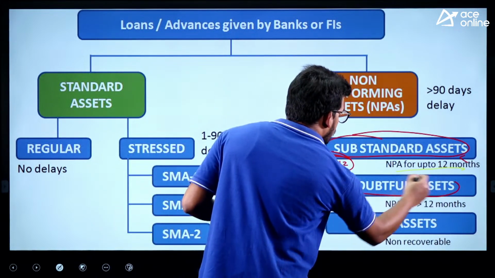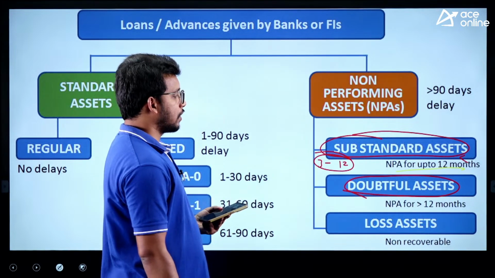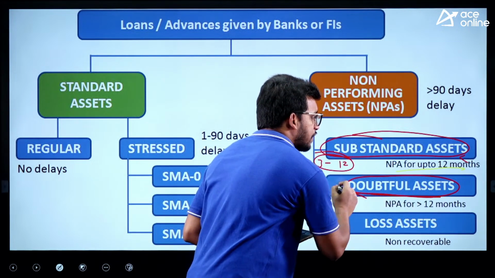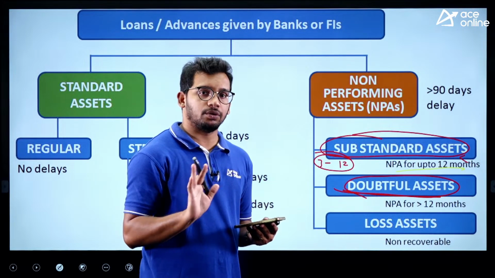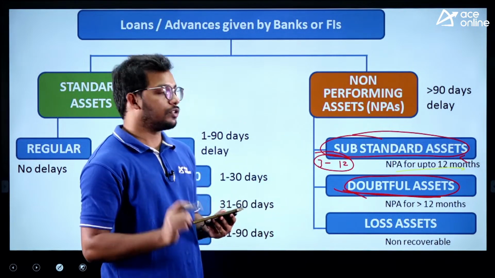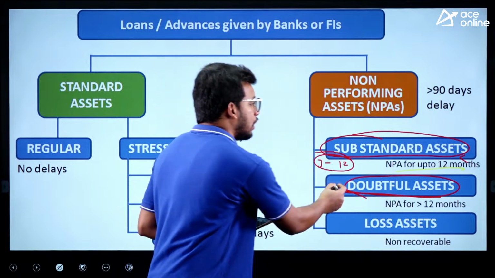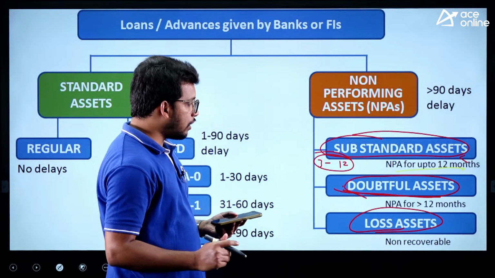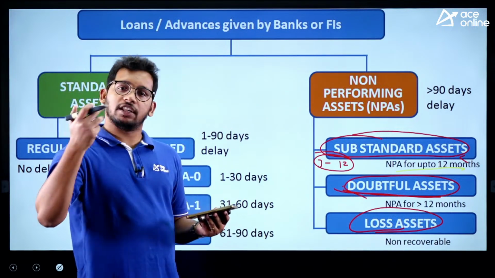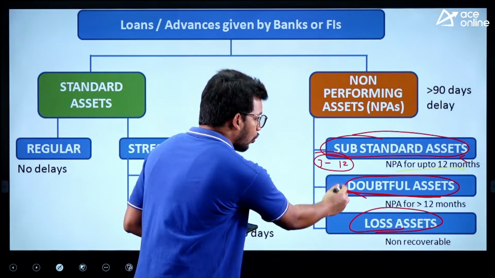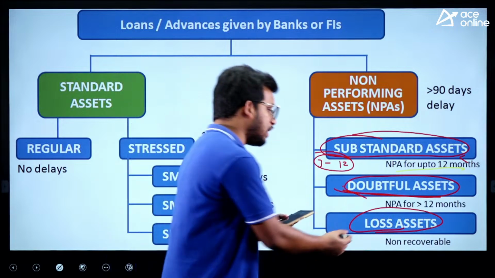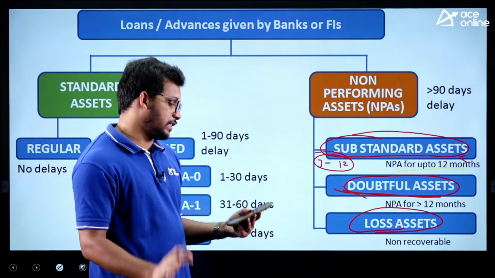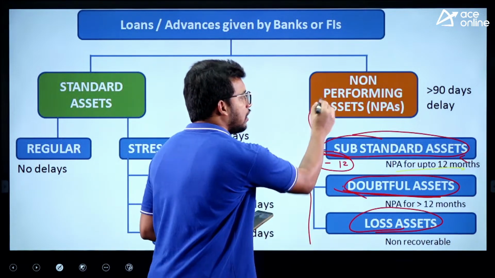If I don't pay for more than 12 months, then it is classified as a doubtful asset. This person is probably not going to pay anymore, so it is a doubt. If it is more than 1 year, it is a doubtful asset. And it can be classified as a loss asset when it is non-recoverable. If the bank declares that this person is not going to pay, that is called a loss asset. So these classifications are there in non-performing assets.